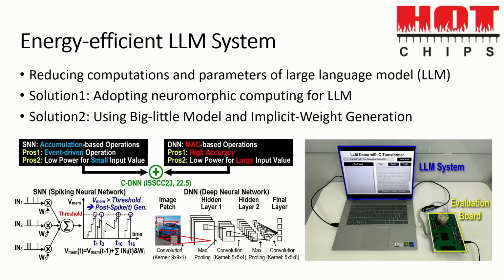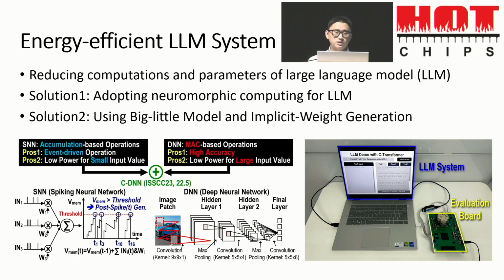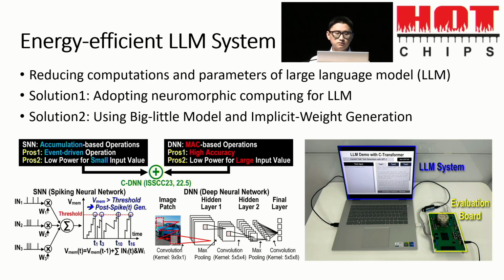Hello, I'm Sungyeob Kim from KAIST, and I propose a neuromorphic computing-based large language model processor with a Big-Little network and implicit weight generation for on-device AI. These days, the neuromorphic computing method is widely used for low-power AI applications. It mimics the human brain operation. When each neuron receives an input spike, it accumulates the weight to increase the membrane potential. When the membrane potential exceeds the threshold, an output spike is generated and transferred to the next neuron.